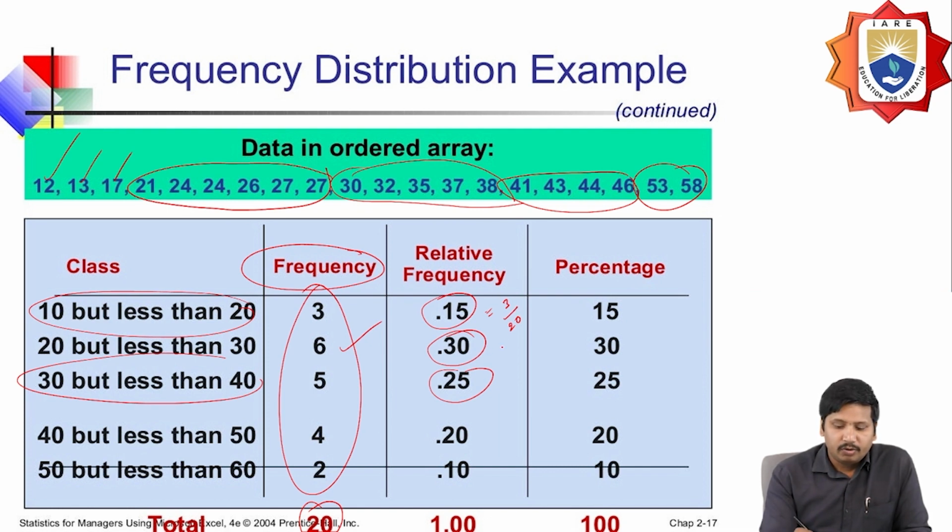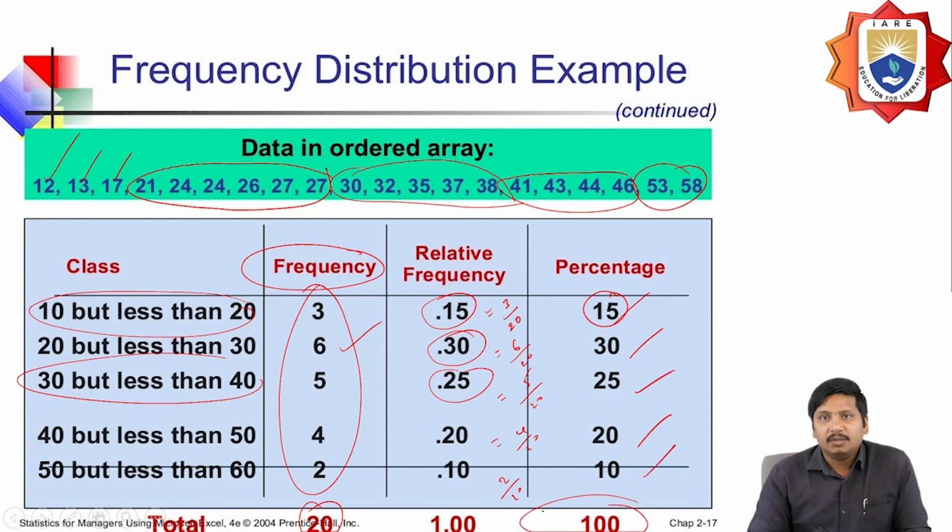So frequency divided by total frequency: here 6 divided by 20, here 5 divided by 20, this one 4 divided by 20 and 2 divided by 20. Like this we obtain the relative frequencies. From there we obtain the percentages 15, 30, 25, 20 and then 10. The sum of all the percentages should always be equal to 100.